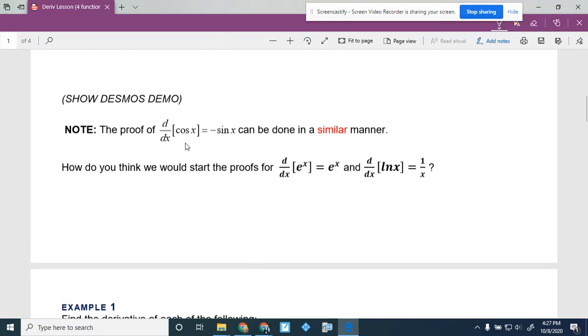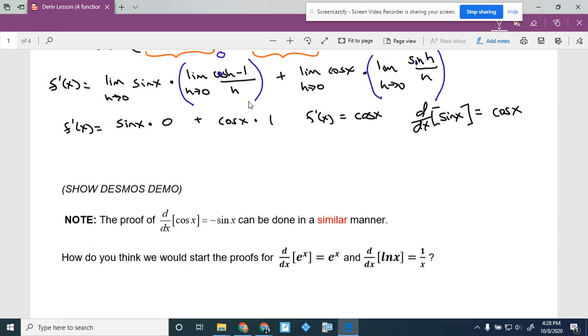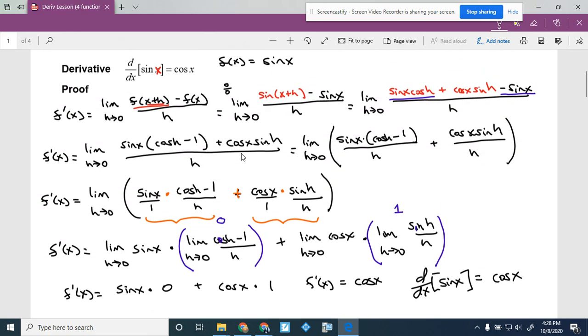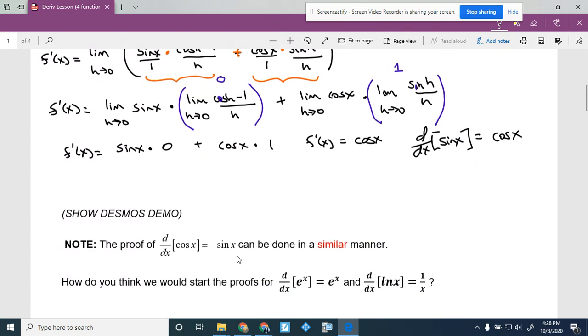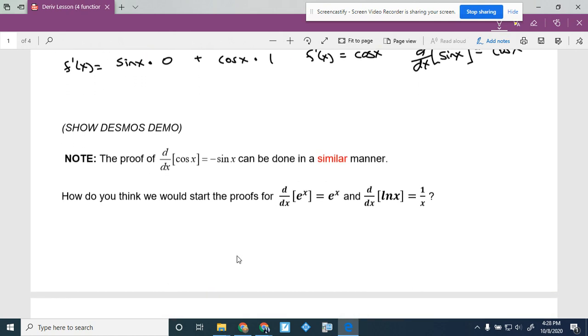It says, note the proof for the derivative of cosine x can be done in a similar manner. So if you wanted to show the derivative of this was negative sine x, it's very similar to this. The only difference is when you got to this part for cosine, you're using this expansion. And by the way, look, there's a negative in there, so that might lead us to believe why there's a negative there. I'll leave that up to you. If you want to do that and submit that, maybe I'll throw you some points.